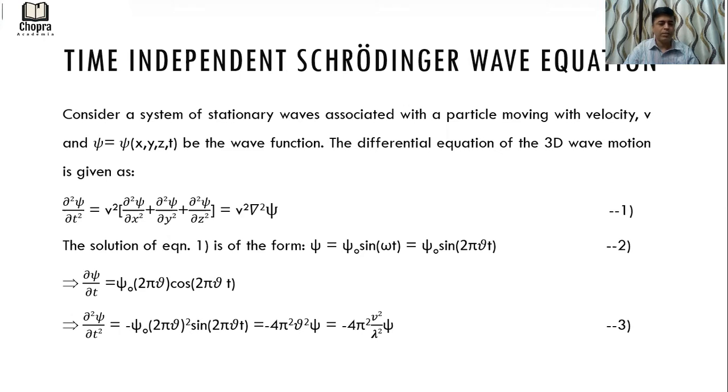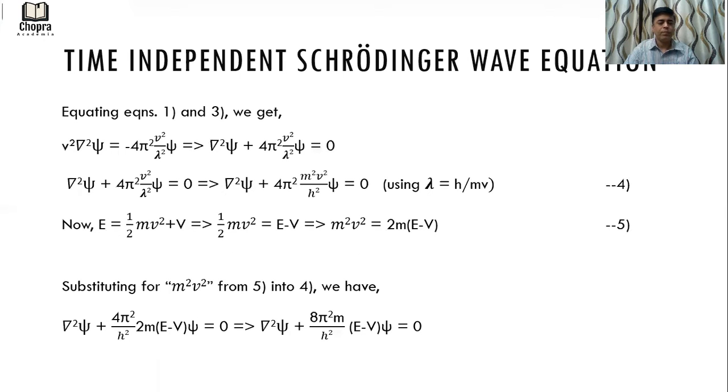Equating equations 1 and 3, we get v square grad square psi is equal to minus 4 pi square v square by lambda square psi, which implies by rearranging we can get grad square psi plus 4 pi square v square by lambda square psi is equal to 0, which again implies we are using the de Broglie hypothesis now, and we substitute for lambda equal to h by mv. We get grad square psi plus 4 pi square m square v square by h square psi equal to 0.